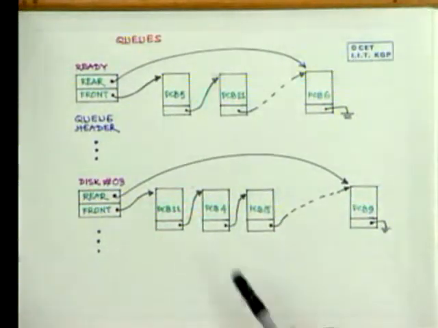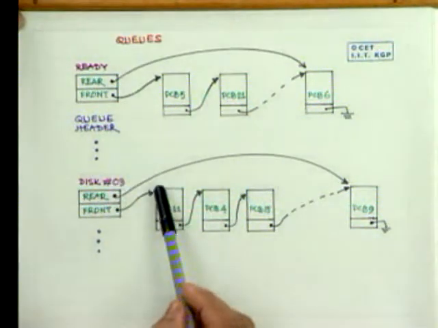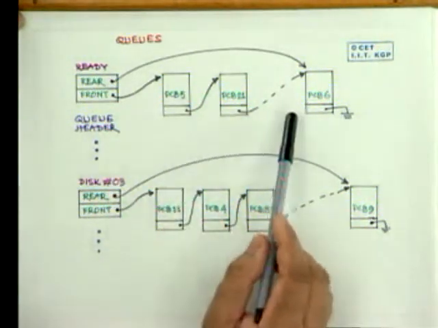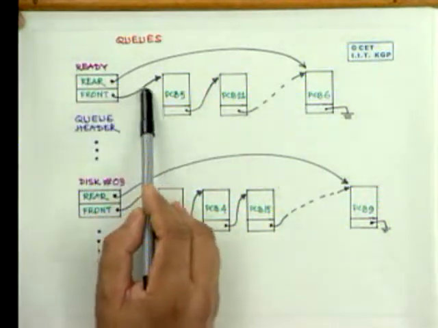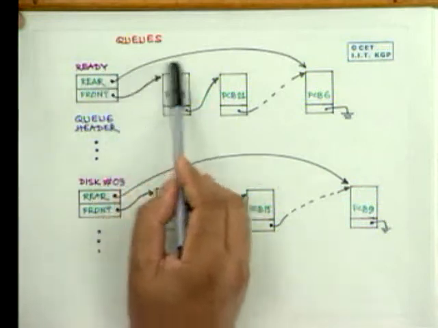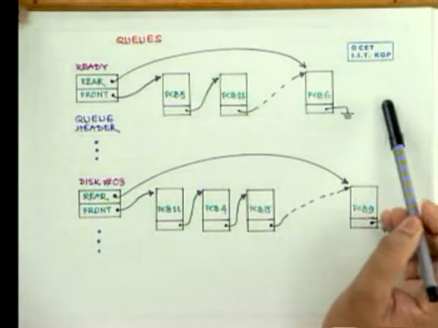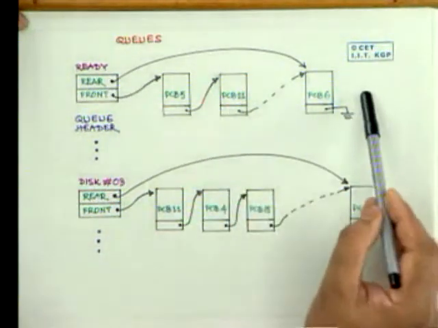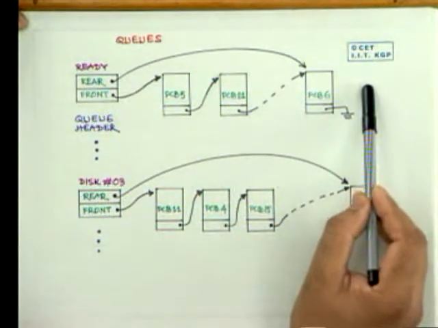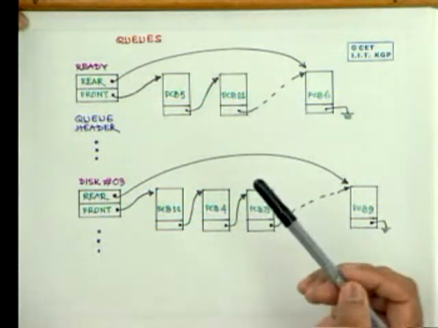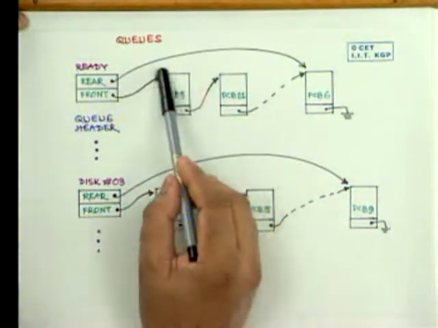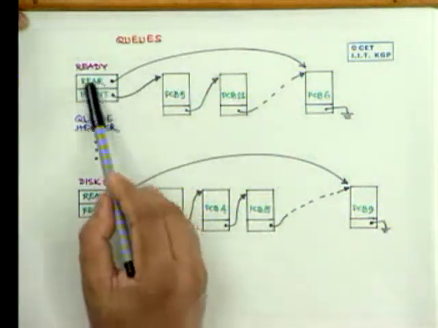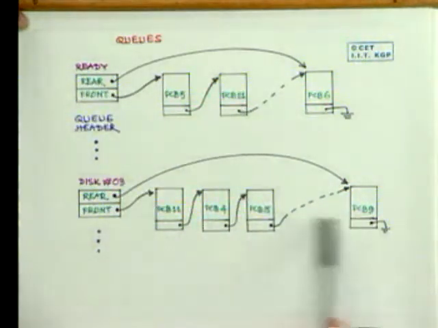Now, as a recapitulation, queues are generally maintained as a linked list. Say there is a queue header. This is a pointer to the front. This is a pointer to the rear. Any process that comes into the ready state will be put at the rear, therefore this link will be extended. Any process that has to be taken is taken from the front. This is the ready queue. Here is a wait queue that I had shown.